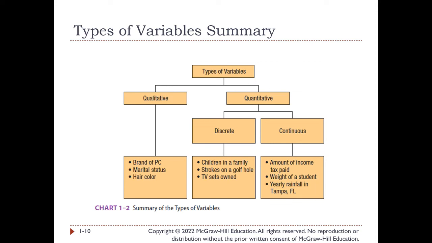And of course, continuous, again, specific ranges, amount of income tax paid, weight of a student, and I like the yearly rainfall in Tampa, Florida. I don't know why they choose Tampa, Florida. Probably because that's where the current reigning Super Bowl champions are.